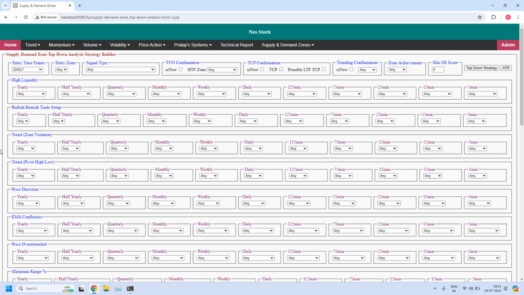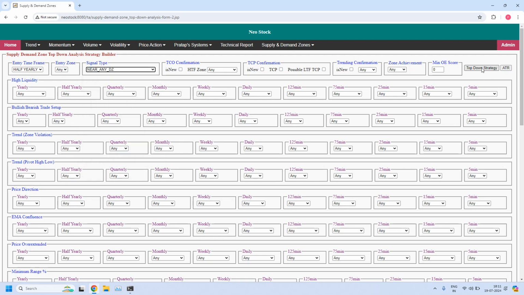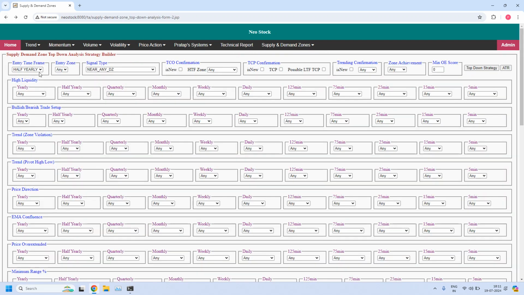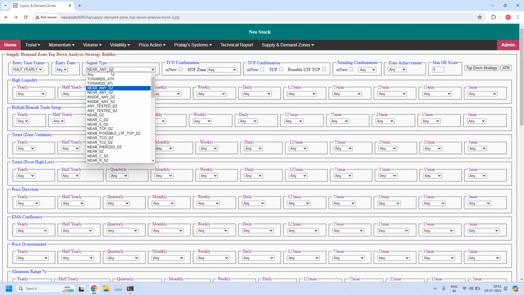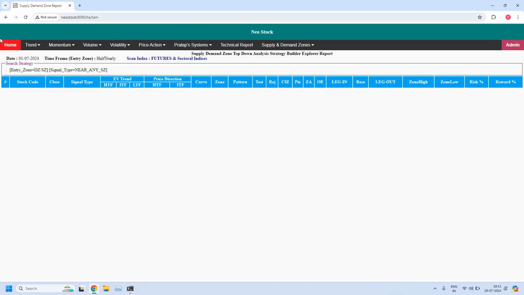Okay, the first report we are going to generate is finding the stocks for different time frames starting from half yearly time frame. So I am selecting half yearly time frame. So let's find the stocks near half yearly demand zone. No stocks are available. So I'm going back for half yearly time frame. Let us find the stocks near half yearly supply zone. We don't have any stocks.